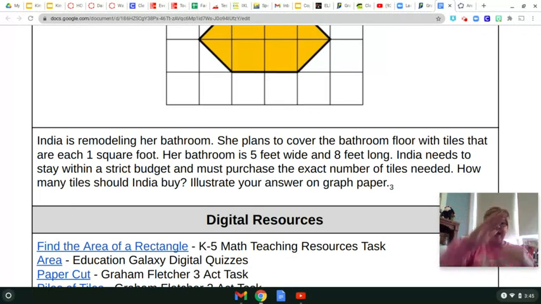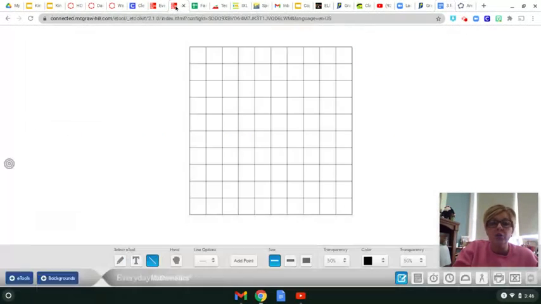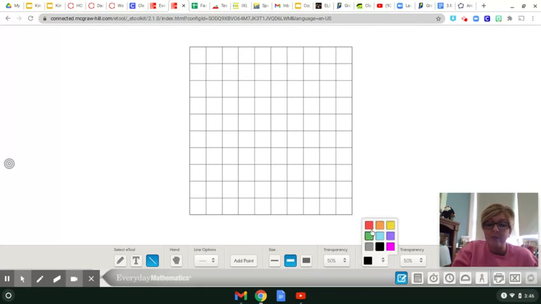India needs to stay within a strict budget and must purchase the exact number of tiles needed. How many tiles should India buy? Illustrate your answer on graph paper. So again, to repeat, I know that the length is 8, the width is 5. Knowing that, now I'm going to come over to my graph paper here, and I'm going to try to draw that out.